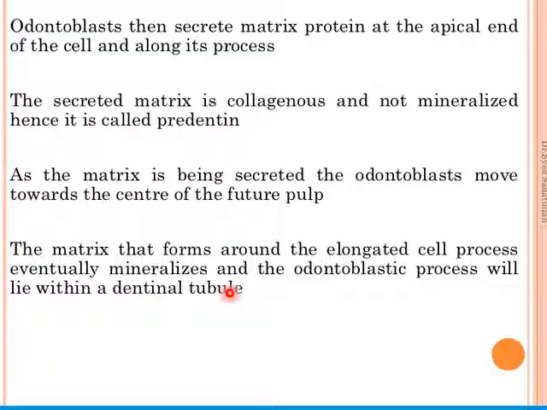So at the beginning, the predentin is unmineralized. Then when it is mineralized, the odontoblastic process, which comes from the cytoplasm of the odontoblast cell, lies inside the dentinal tubules, which are surrounded by a mineralized matrix of dentin.